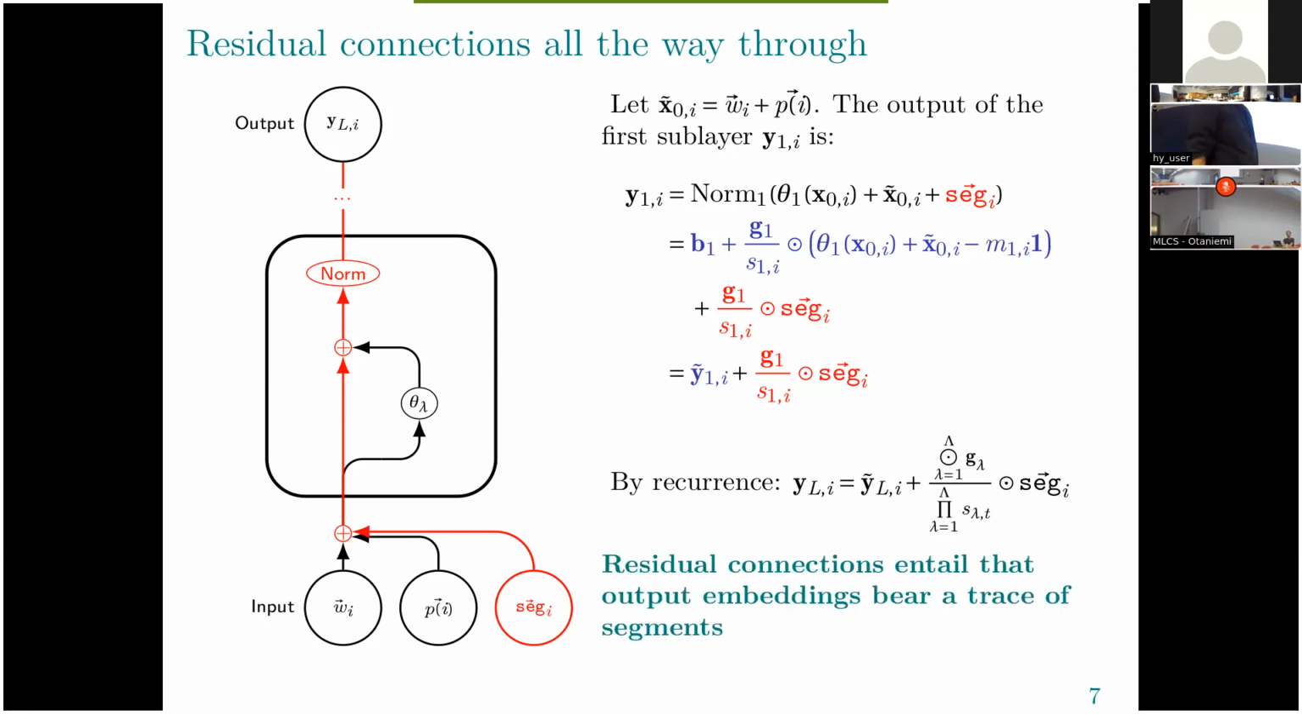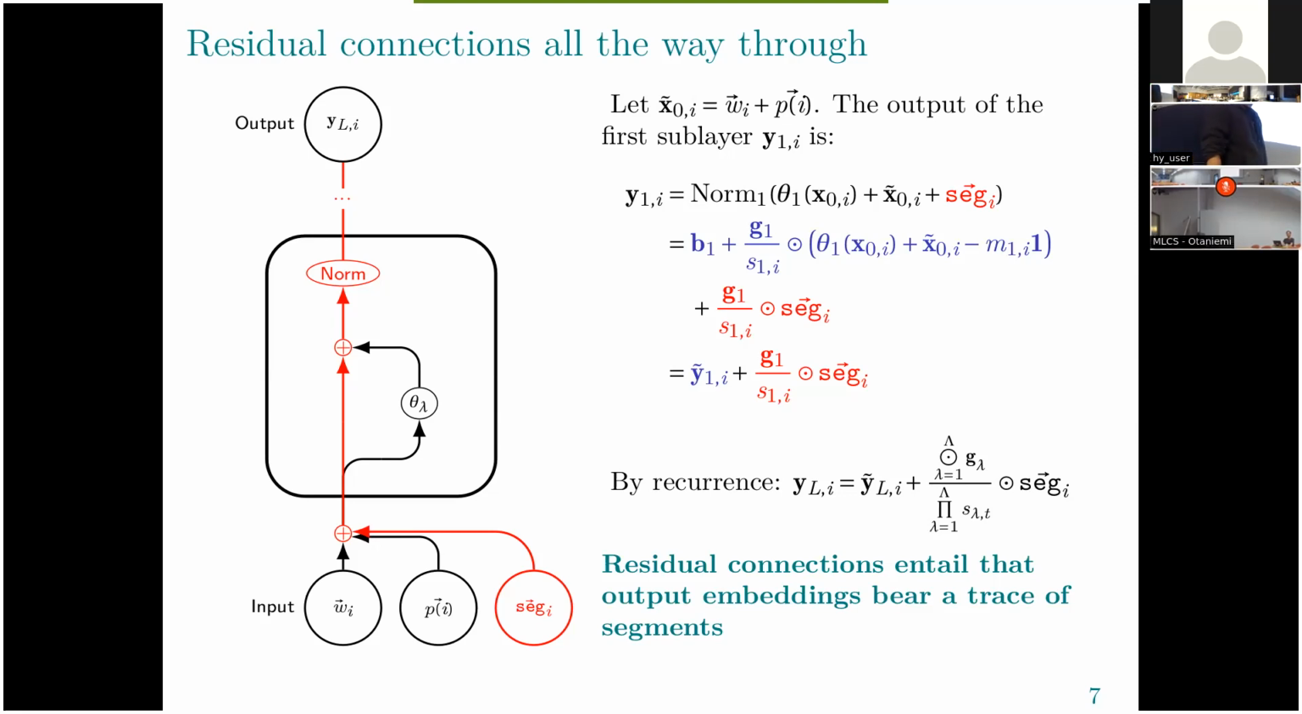Or a bit better put, because I put more thought into how I wrote the slides than I do into how I speak right now: you can say that because you have residual connection, that means that your output embedding is going to contain a linear trace of the segment encodings that it has. Okay, so that's very interesting.